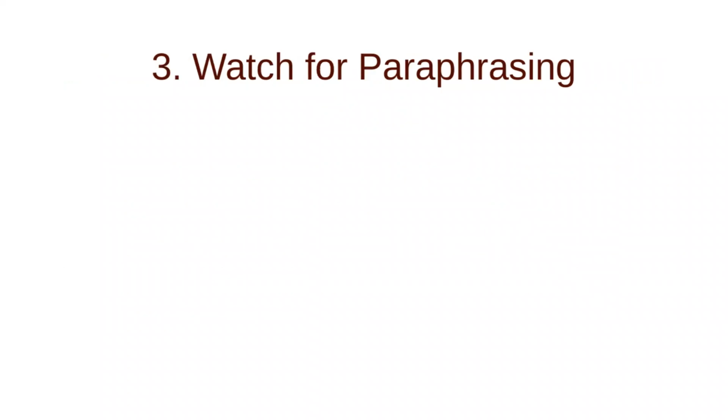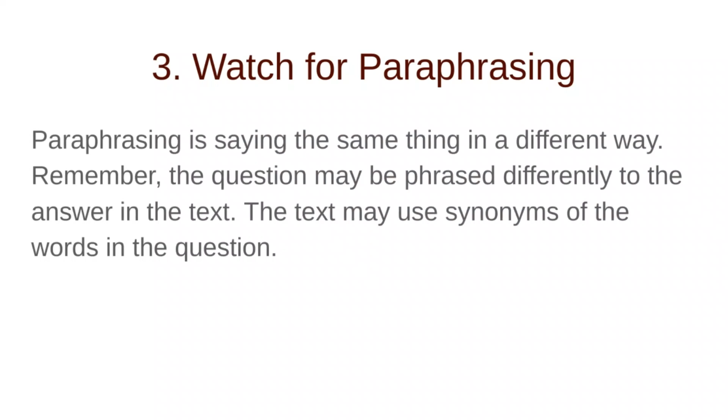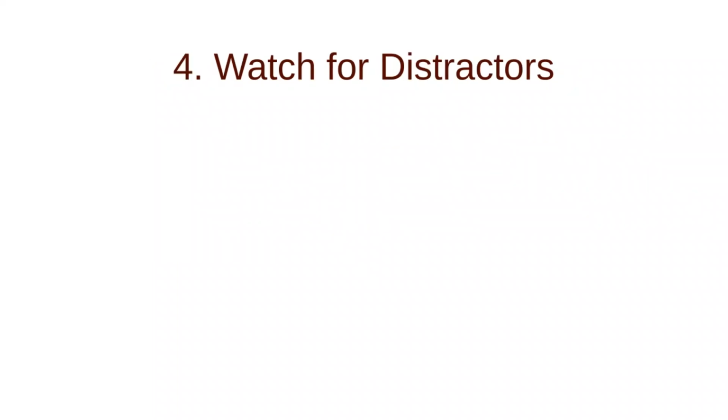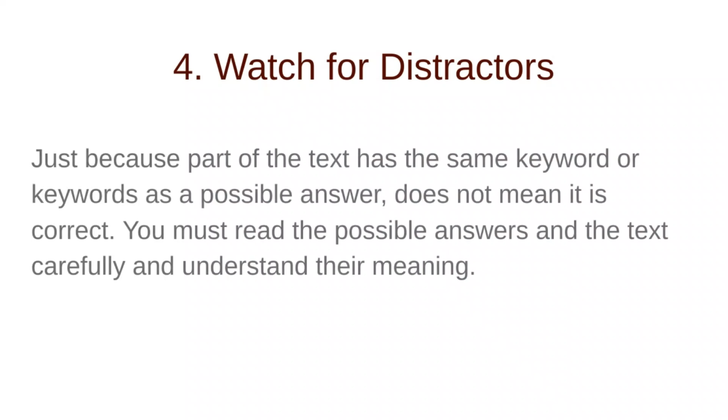Tip number 3. Watch for paraphrasing. Paraphrasing is saying the same thing in a different way. Remember, the question may be phrased differently to the answer in the text. The text may use synonyms of the words in the question. Number 4. Watch for distractors. Just because part of the text has the same keyword or keywords as a possible answer does not mean it is correct. You must read the possible answers and the text carefully and understand their meaning.